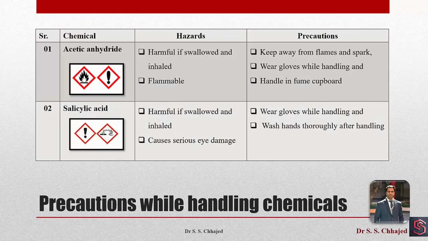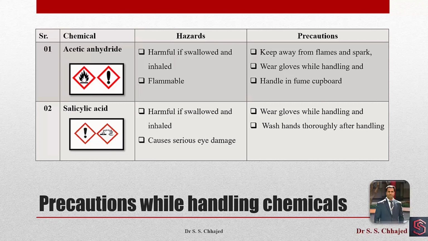Now, precautions while handling the chemicals. We are going to use salicylic acid and acetic anhydride. So it is there in front of you. What hazards are associated with acetic anhydride? It is harmful if swallowed and inhaled. At the same time, it is flammable. So the precaution one has to take while handling acetic anhydride is to keep it away from the burner and spark. Wear gloves while handling and handle the acetic anhydride in a fume cupboard.